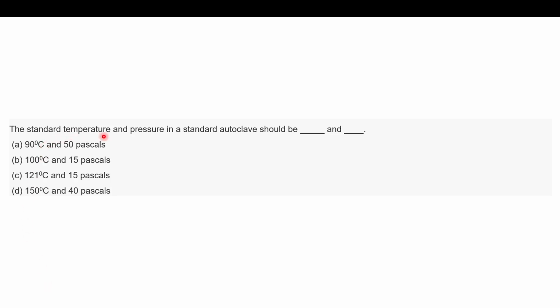Now, the standard temperature and pressure in a standard autoclave should be dash and dash. Very briefly, in one of the beginning tutorial sessions, we talked about autoclaving stuff. For sterilization, autoclaving is a wet sterilization technique, and there can be different sterilization techniques as well. Autoclaving is a machine. It is a physical method of sterilization which kills bacteria, viruses, and even spores present in the material put inside the vessel using steam under pressure.